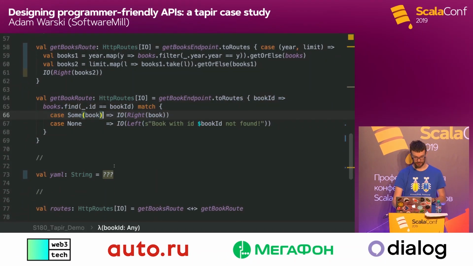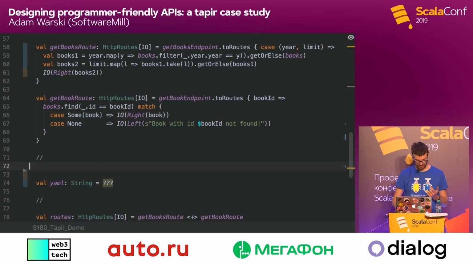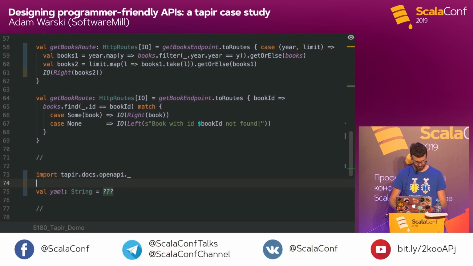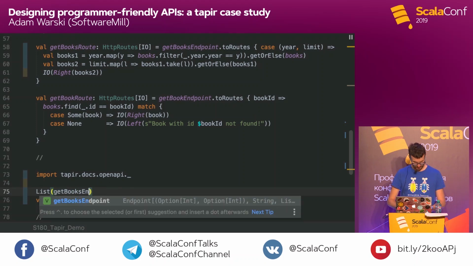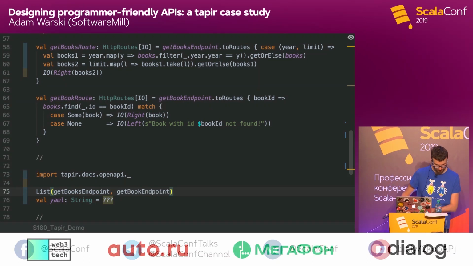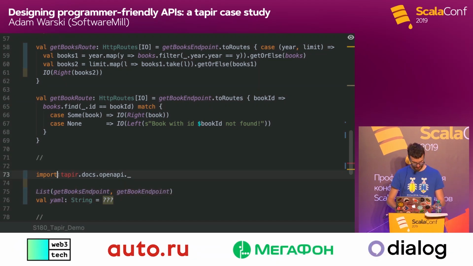Okay, so that was one interpreter, but we can also interpret the routes in another way, right? We can import another interpreter, for example, the OpenAPI interpreter. So what we can do now is we can take a list of our endpoints, getBooks endpoint and getBook endpoint, right? And a single one. And of course, I forgot this as well.